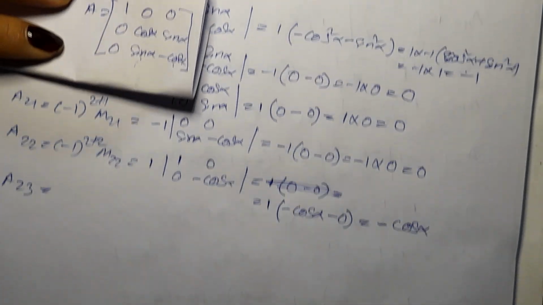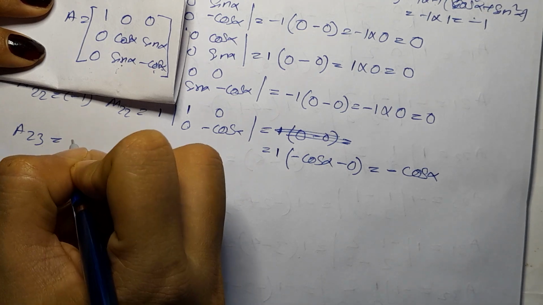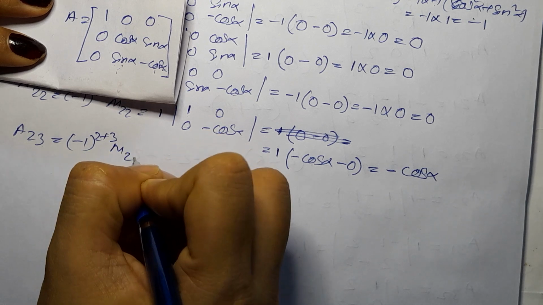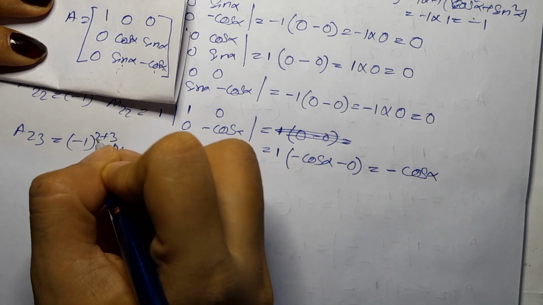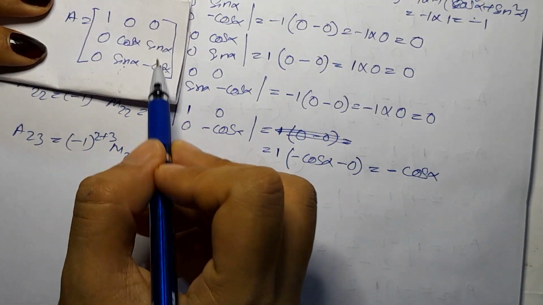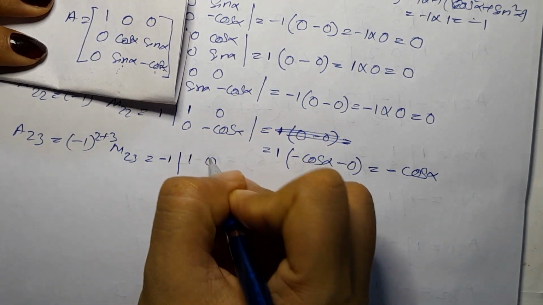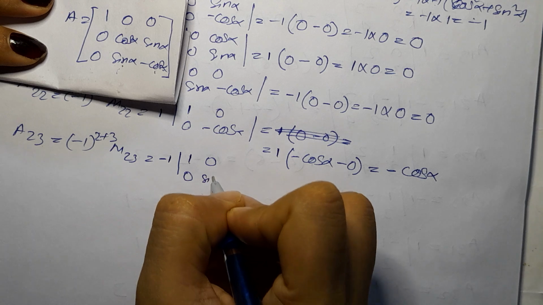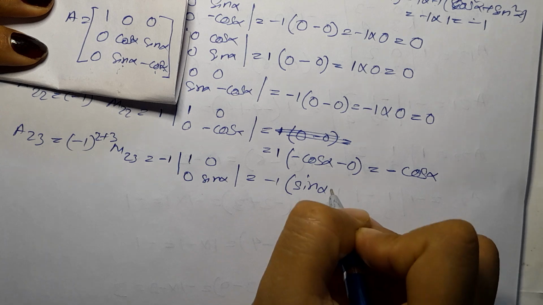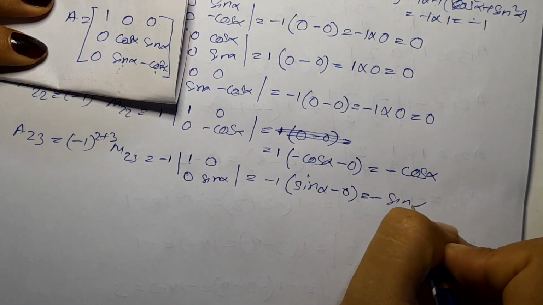Now A23, that is, this is the matrix A23, so (-1)^(2+3) M23. Here 3 4 5, so it will give negative. Eliminate the second row and third column: 1 0 0 sin alpha, so minus 1 bracket sin alpha minus 0 into 0 is equal to minus sin alpha.